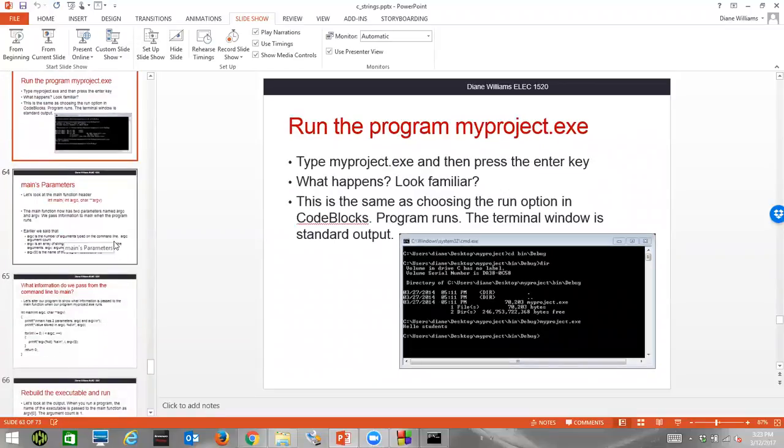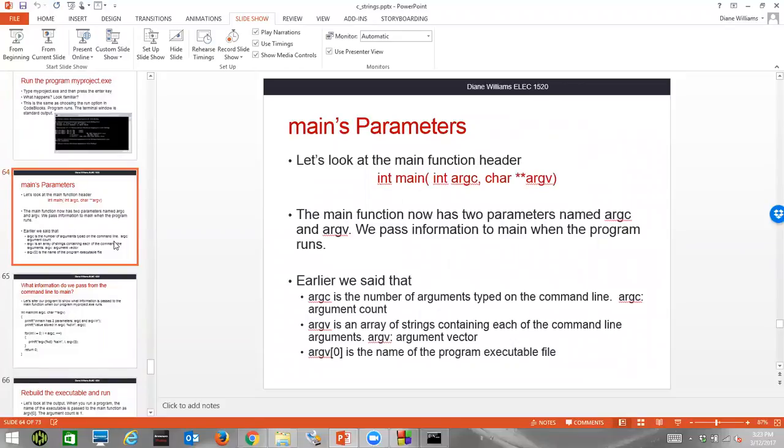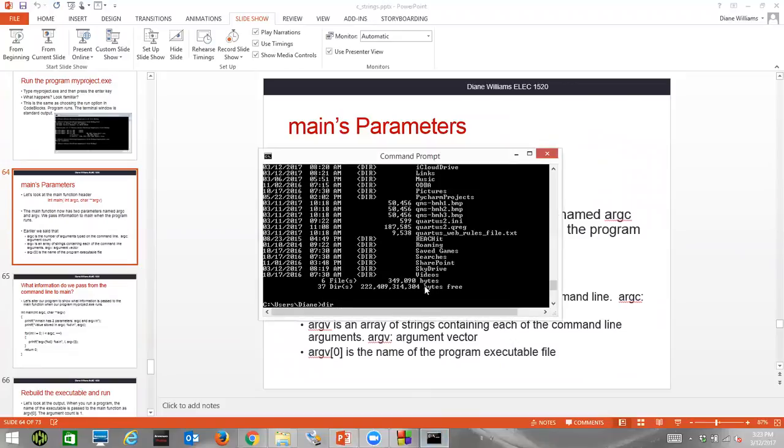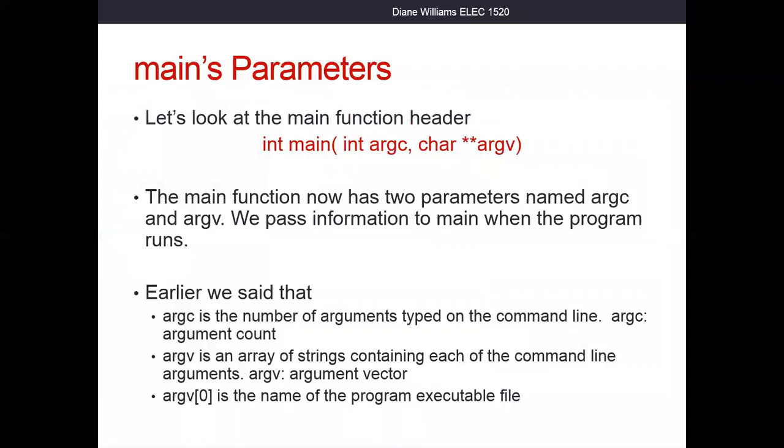We ran the executable. We want to come back now and look at how we're going to pass some information to main. We have this command line, and what we want to do is pass some information into our main program. So here's main's parameters again. We're going to change main, so we have int argc, char star star argv, and we have these two parameters.